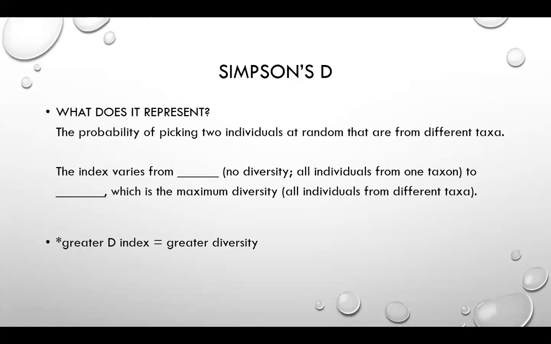So again, what is Simpson's D? It's a calculated diversity index. It varies from 1 to 0, 1 being maximum diversity. All individuals sampled are from different taxa, versus 0, where there's no diversity. All individuals sampled are from a single taxa. So obviously, the greater the number, the greater the diversity, the higher the Simpson's D index is.